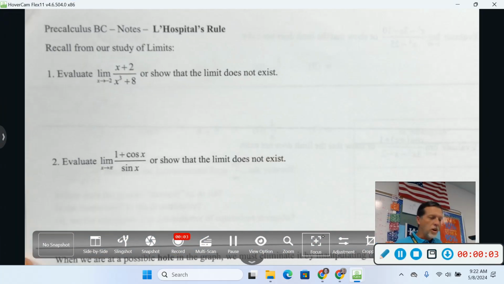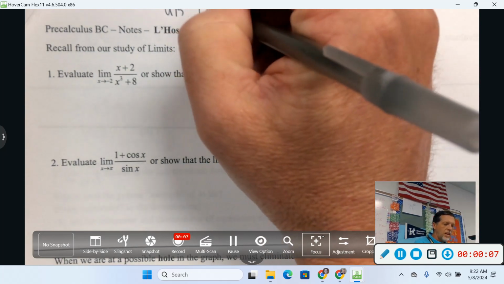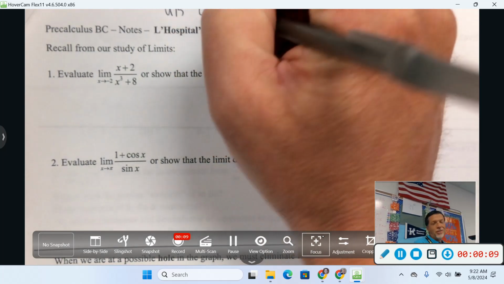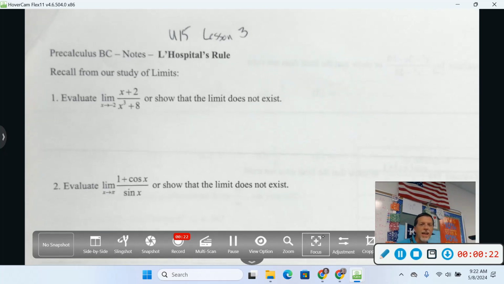All right, L'Hopital's rule. So what is this? Unit 15. It's definitely not day 3. It's more like lesson 3. Again, final new notes for the year. You're probably not done learning though, right? You'll still learn some things, but this is the last new day of notes.